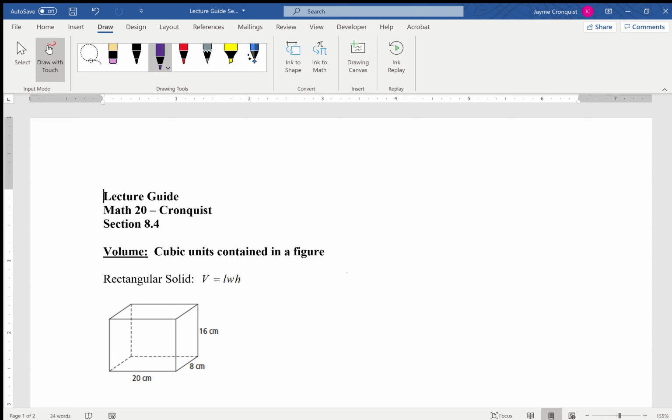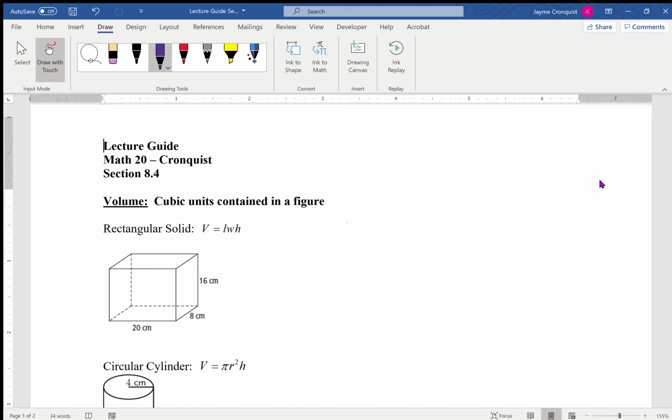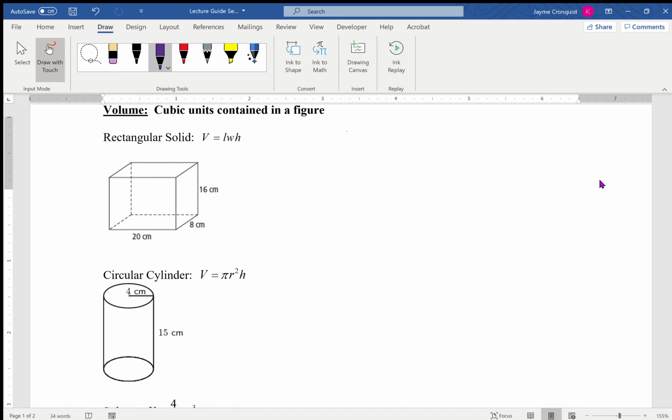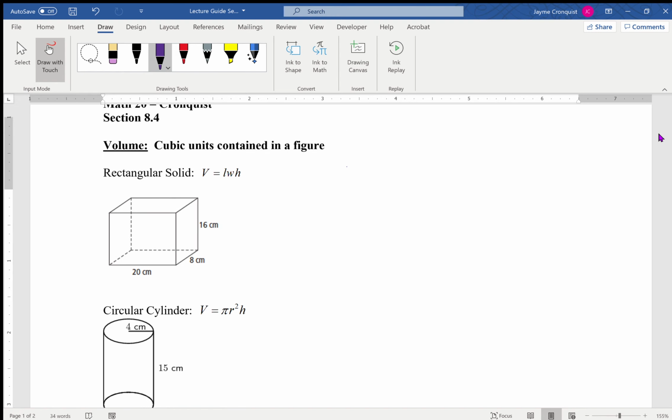Welcome. We are working on section 8.4 for Math 20. All right. Today we're doing volume. We did perimeter, surface area, and now volume.